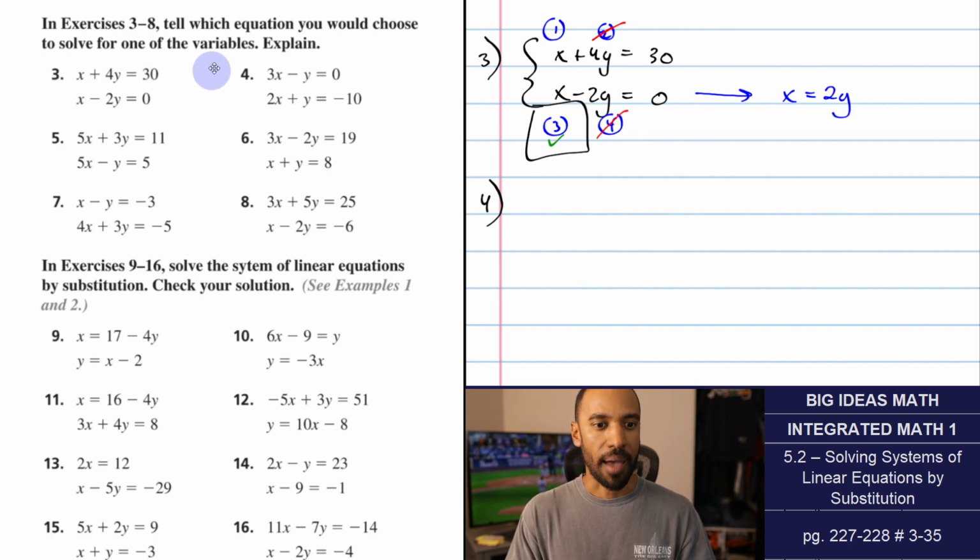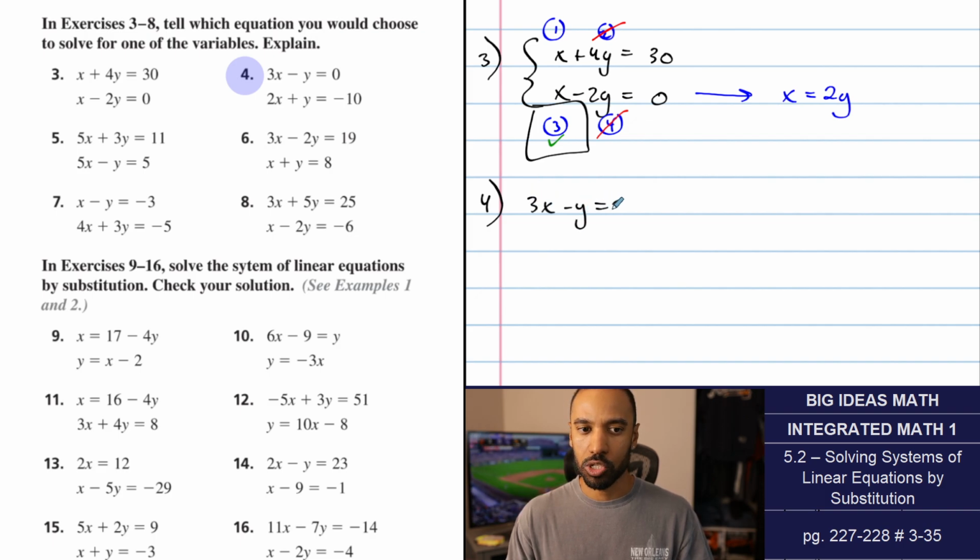Now, I'm not going to have massive discussions on all of these ones, guys. Hopefully, it's going to make a lot of sense what I'm doing with these ultimately. Number 4, 3x minus y equals 0, and 2x plus y equals -10.